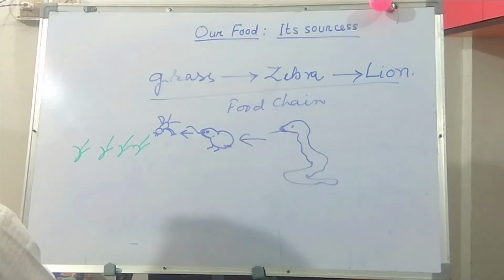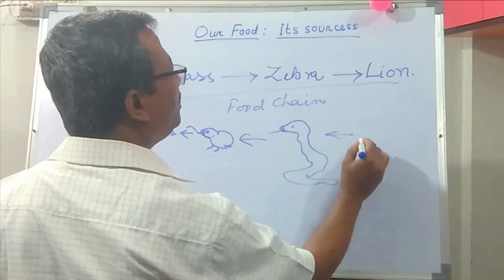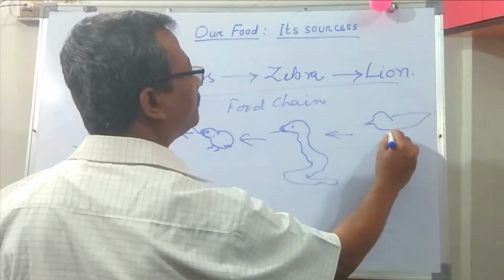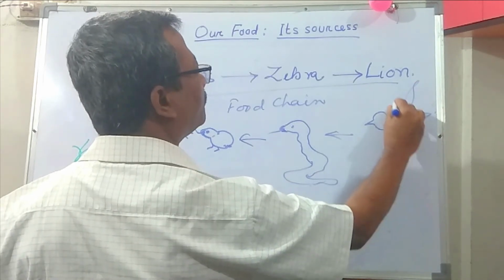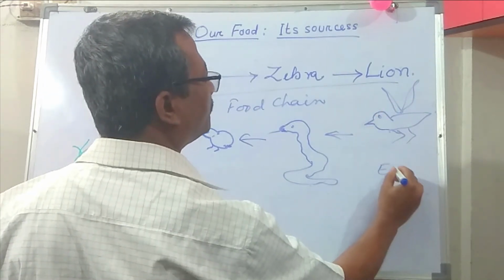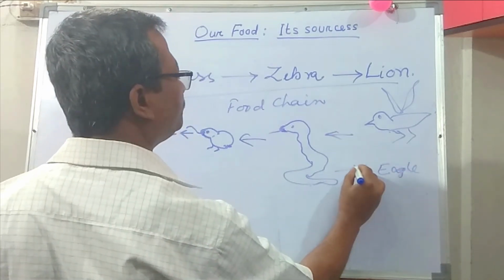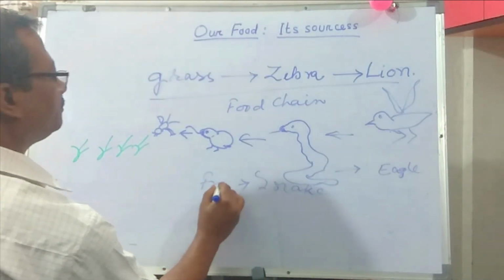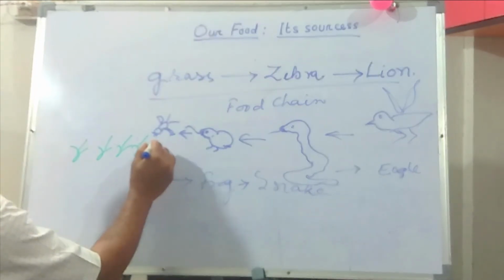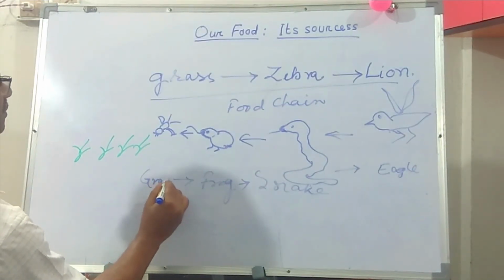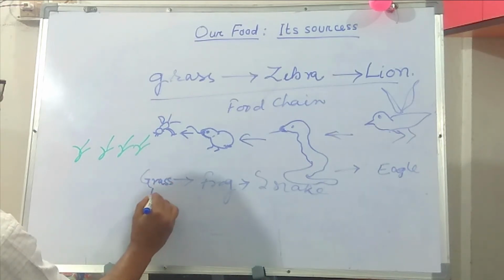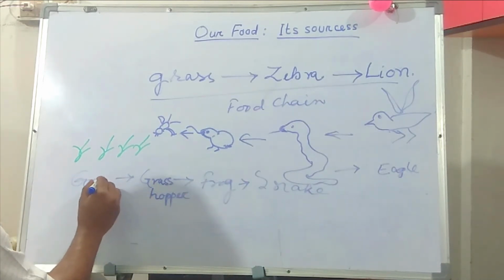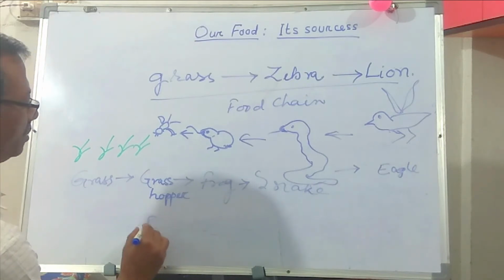This is snake. And snake is eaten up by an eagle. Eagle, snake, frog, grasshopper, grass. This is also called a food chain.